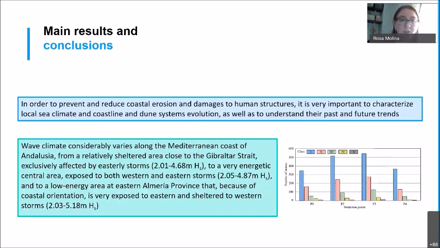Wave climate considerably varies along the Mediterranean coast of Andalusia, from a relatively sheltered area close to the Gibraltar Strait, exclusively affected by easterly storms, to a very energetic central area exposed to both western and eastern storms, and to a low energy area at eastern Almería province that, because of coastal orientation, is very exposed to eastern and sheltered to western storms.